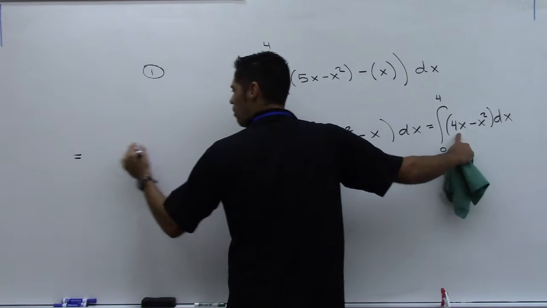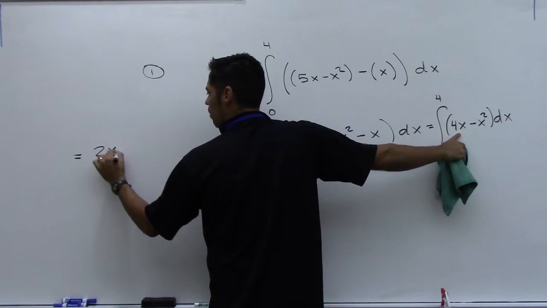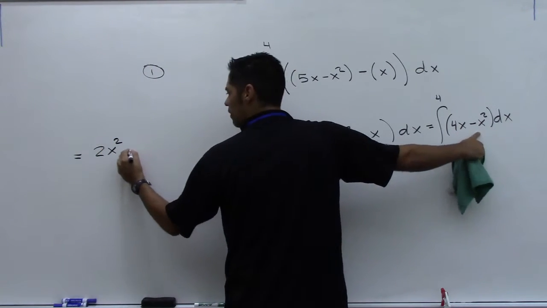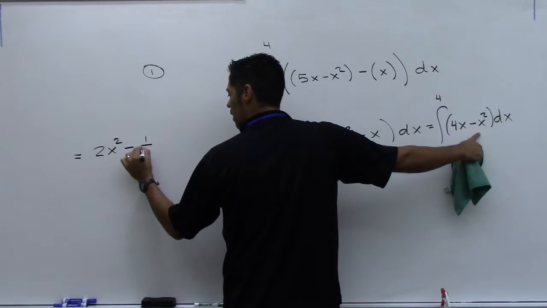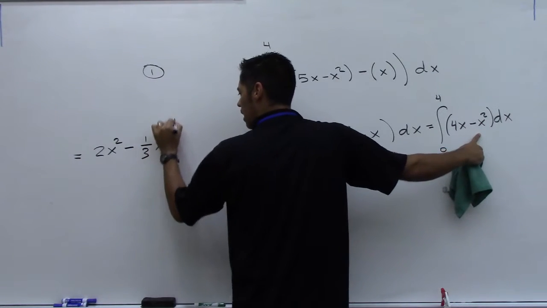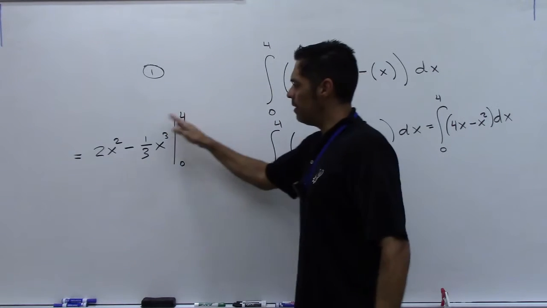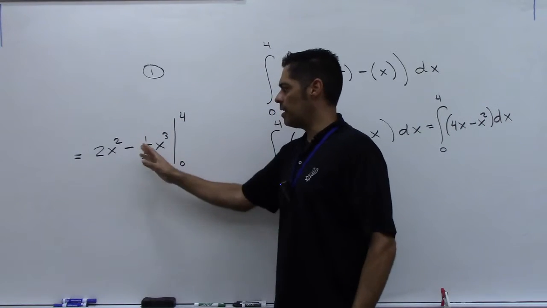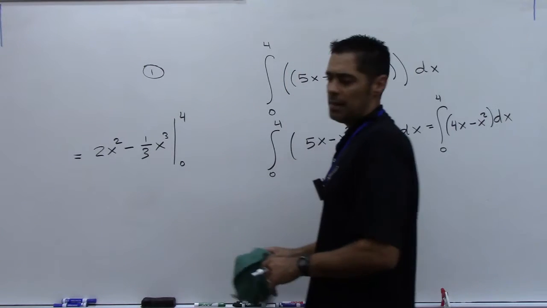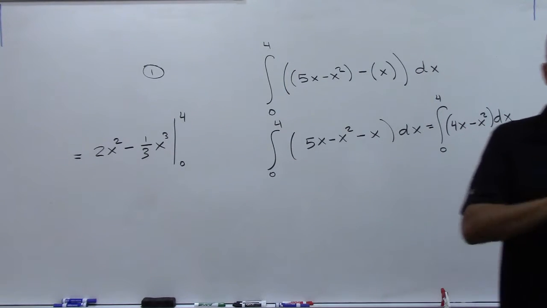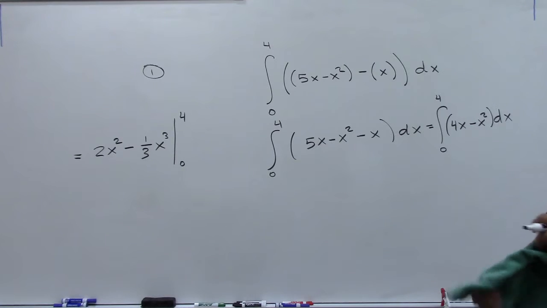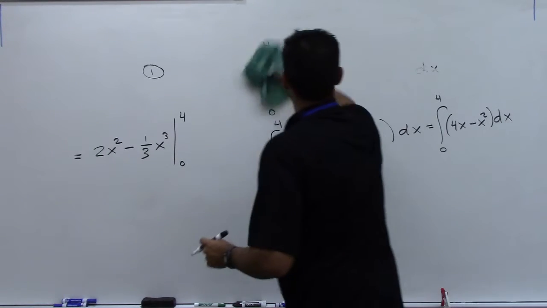And then, of course, if I take that and integrate it, I'm going to get the antiderivative of 4x, which is 2x squared. Then the antiderivative of negative x squared is negative 1/3 x cubed, evaluating from 0 to 4. So I plug 4 in, I get a number, plug 0 in, get a number, subtract, and that's my final answer. That represents the area of that region. All right, so that's number 1.